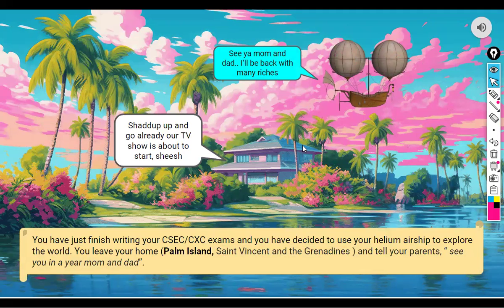You're going to pretend that you live in Palm Island in St. Vincent and the Grenadines. And anybody here from St. Vincent and the Grenadines, you will know Palm Island, right? Let me know in the chat. And you tell your parents, see you in a year, mom and dad. And of course, they're excited to see you leave because now they have the whole house to themselves. All right, so that's the storyline for today's class. Okay.